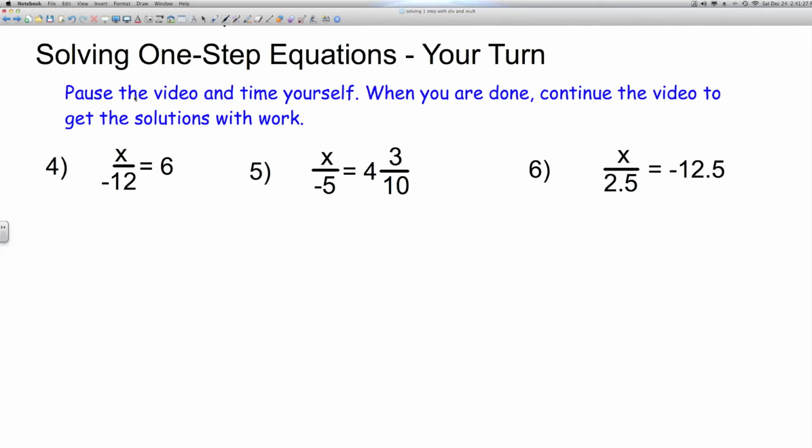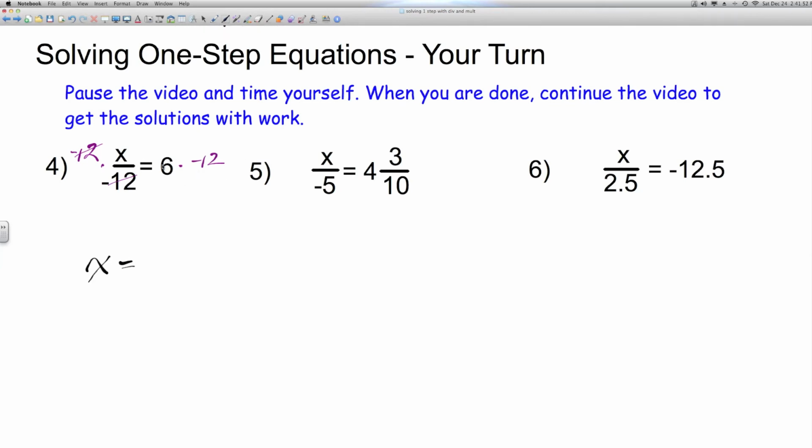Welcome back. Hopefully you got all these problems right. Let's take a look at number 4. In number 4, it's x divided by negative 12 is equal to 6. Using the multiplication property of equality, you're going to multiply each side by a negative 12. Now remember, the negative 12s on the left-hand side of the equation, they divide out. They become 1, leaving us with 1x.